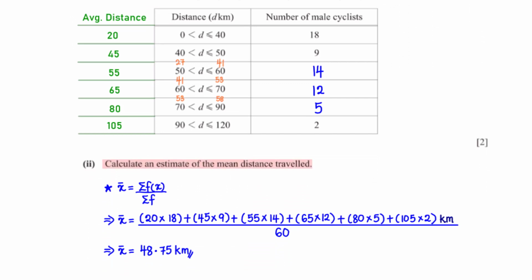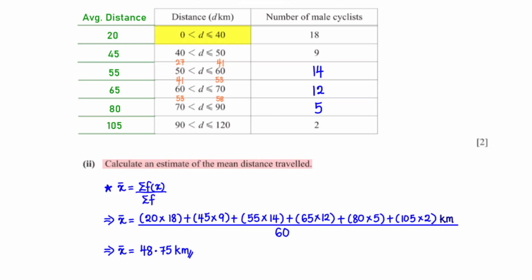Calculate an estimate for the mean distance traveled. The mean is equal to sigma f of x, which represents the total distance traveled by all the male cyclists, divided by sigma f, which is the total number of male cyclists. Before getting sigma f of x, we need to get an average distance for each of the distance intervals.